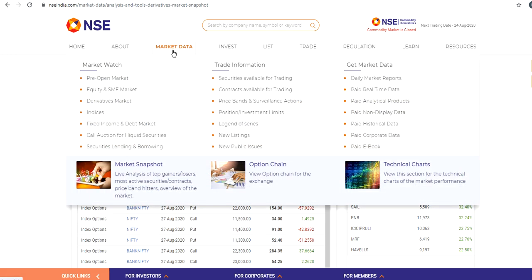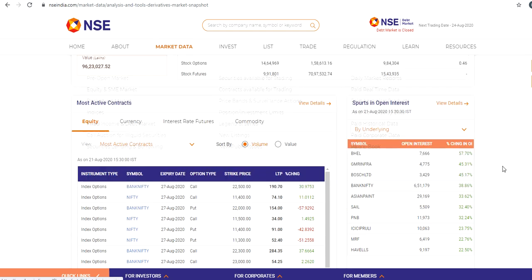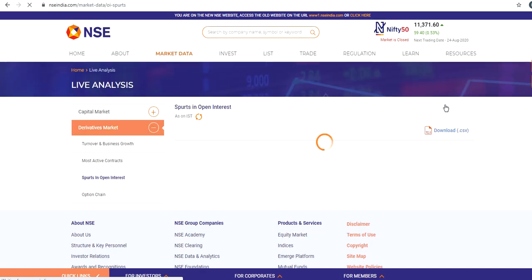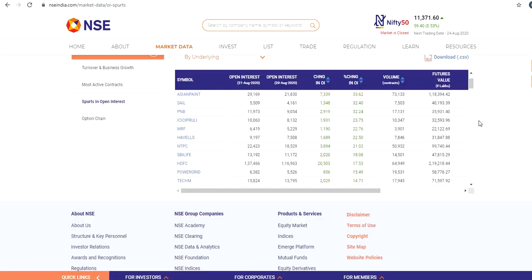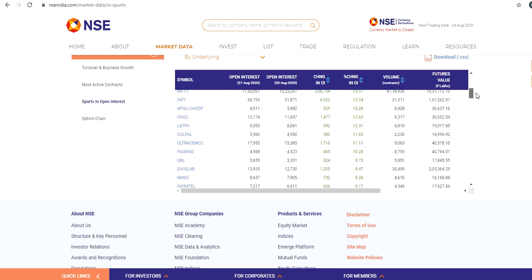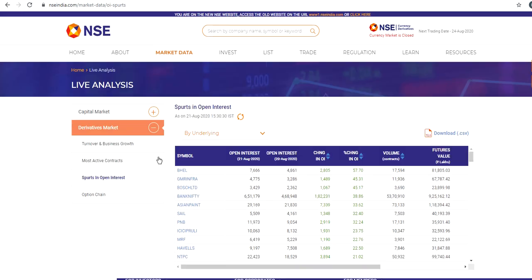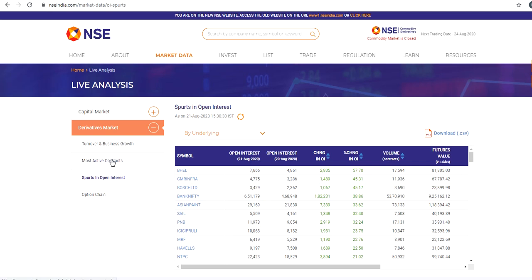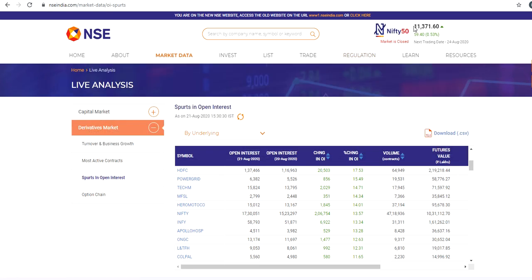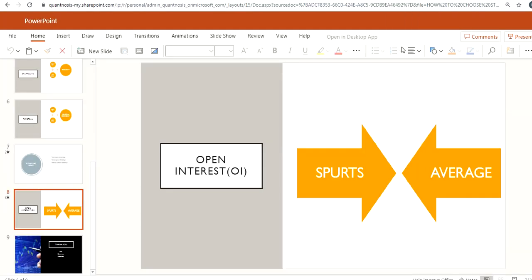Okay, but if you are looking for a quick check for stocks which are showing sudden open interest, you can come to this market data, and under this there will be market snapshot. If you click on this link, market snapshot, in the NSE site, you will come to this section where it gives you spurts in open interest. If you go here and view the details, it will give a list of stocks with an increase in open interest, right? There is also a most active contract list. From here you can also pick up some stocks for your short-term trade, cross verify these stocks against your technical analysis, and then select those stocks.